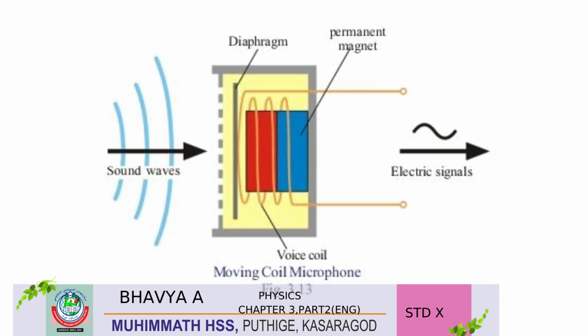So when a sound wave passes through the diaphragm, the diaphragm starts to vibrate. This vibration is connected to the voice coil, which also vibrates. Then that is transferred to electrical signals. These electrical signals are strengthened by using an amplifier.